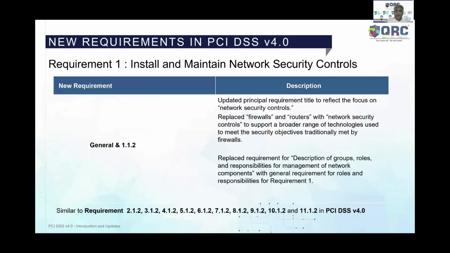Okay. Now let us see what changes they made in the specific requirements. Requirement one, as I mentioned, the new requirement talks about network security controls. Instead of the firewalls and routers, they very clearly mention now it is applicable to network security control. Second thing, description of groups. Earlier it was a description of groups and roles and responsibilities, but it was restricted to management of networks and components.